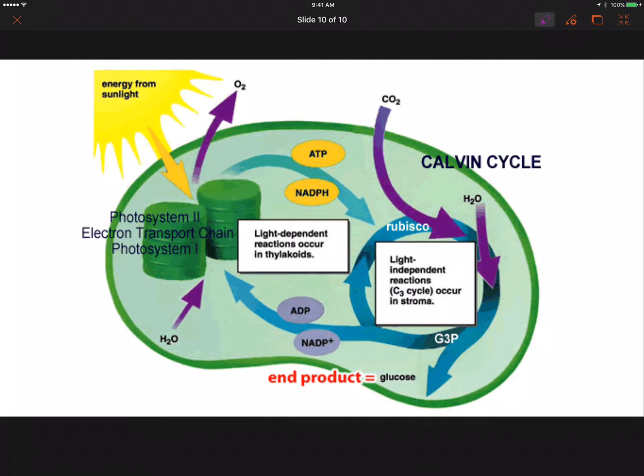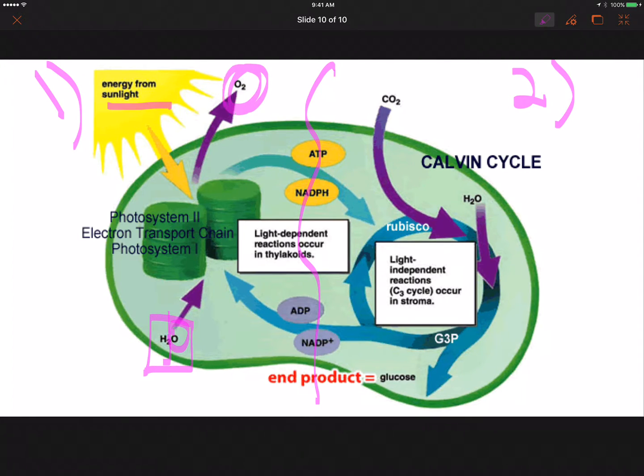So we have 2 reactions. We have the light-dependent reaction on this side, and we have the Calvin cycle on this side. So the light-dependent reaction uses the energy from the sun to split a water molecule. That oxygen is then released out into the atmosphere. It gives me something to breathe. And those hydrogen ions start an electron transport chain and produce energy in the form of ATP and NADPH.